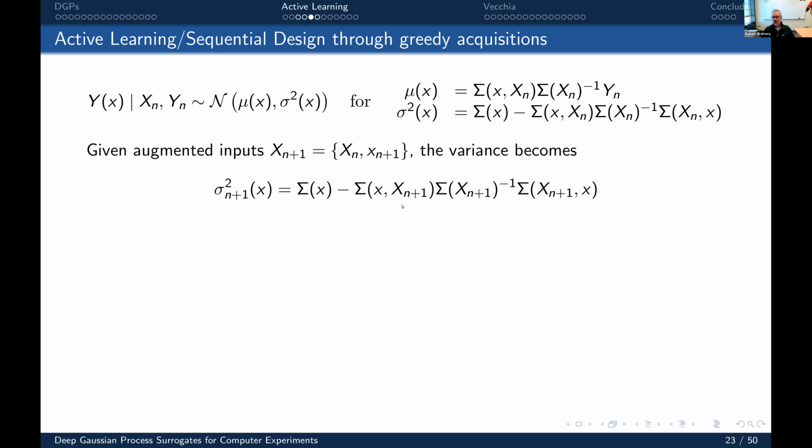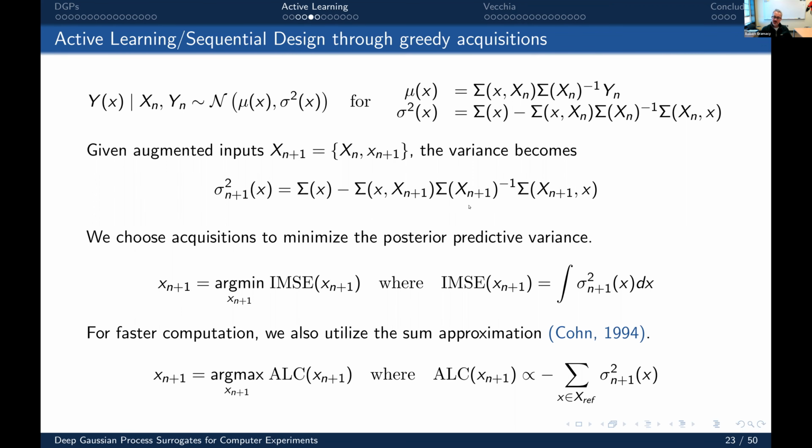Since I can deduce that, I know how new training data locations will reduce uncertainty. Now I just want to find the ones that reduce it the most, in particular everywhere in the input space. So I want to integrate this variance function, and then decide which new training data location makes that integral as small as possible, making the future predictive variance as small as possible everywhere in the input space. That criterion is called integrated mean squared prediction error, or integrated mean squared error. And you can do that integral in closed form.